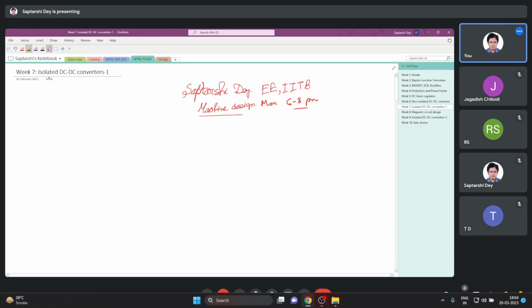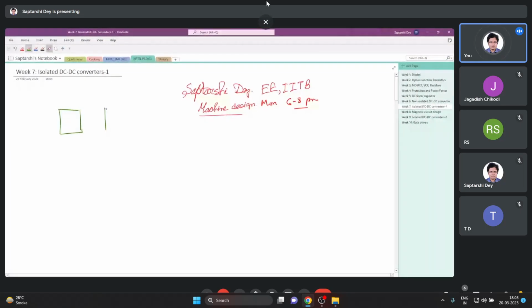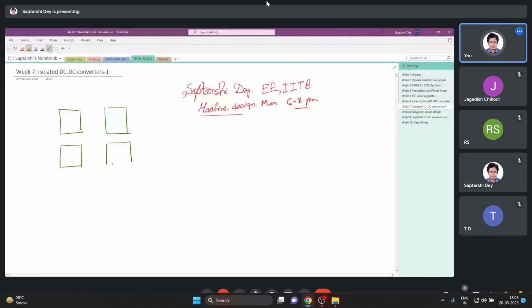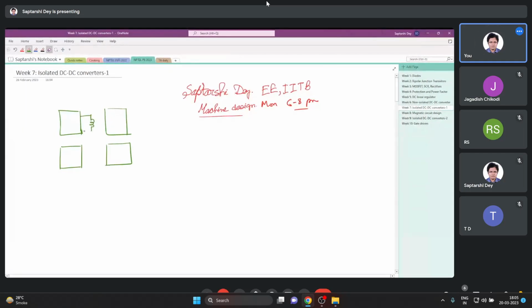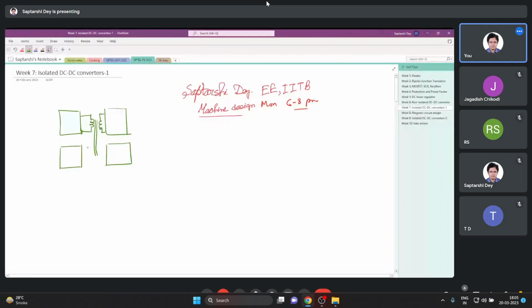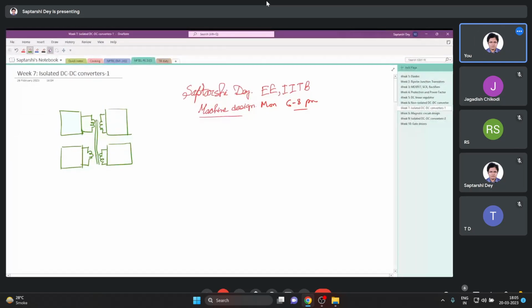Now, when we say isolated, that means the DC-DC converter can have multiple blocks, at least two, which are connected through galvanic isolation. Means they are electrically isolated. So say a 4-port isolated converter may look like this.